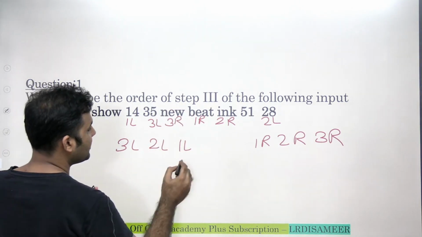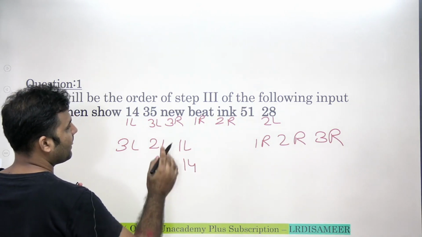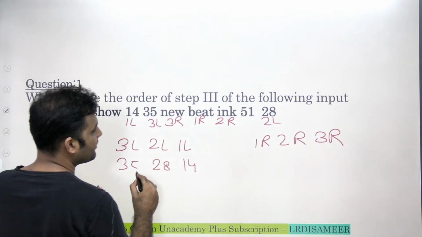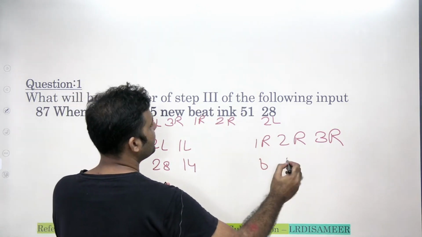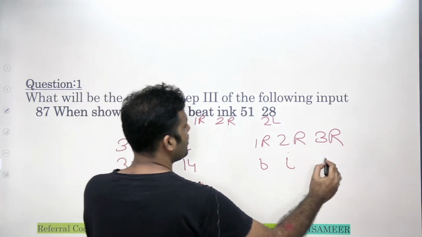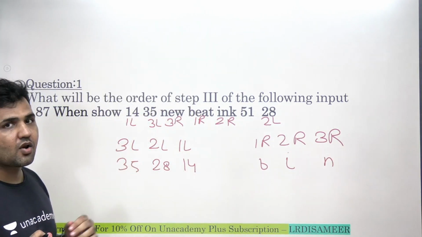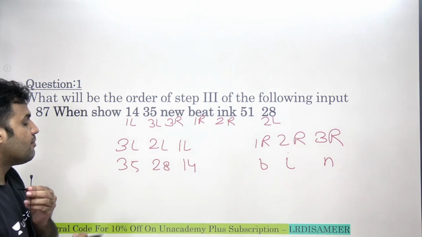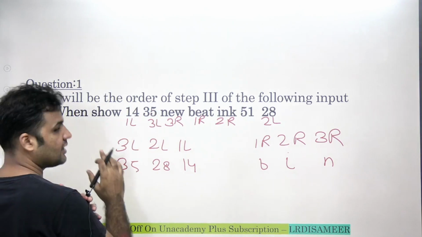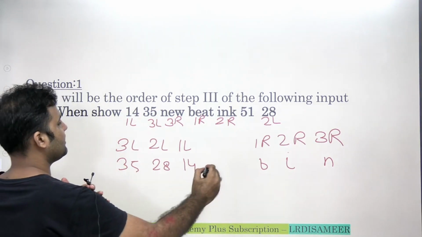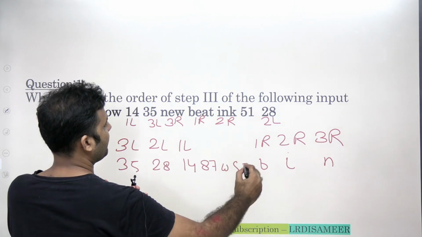Just fill in the elements here. 14 will come here, right? 28 will come here. 35 will come here. And 1R, that is B, will come here. 2R, I is coming here. 3R, N will come over here. That's it. This is the arrangement. The remaining elements are not supposed to be arranged. So you will mention them as they are, in the same order as they are present in the initial step. That is 87 here, W, S, and 51.